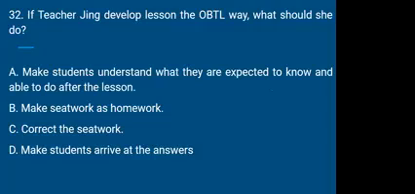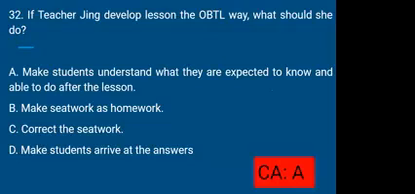Okay, so letter B, make seat work as homework. Parang hindi. Same with letter C, correct the seat work. So, like you will just correct lang yung seat work nila. For letter D naman, make students arrive at the answers without presenting ano ba yung dapat i-assess. So, the correct answer for this one, it's letter A. Okay, very good.